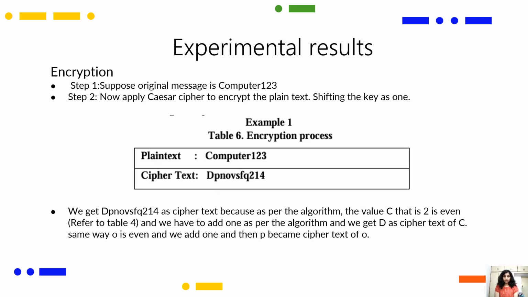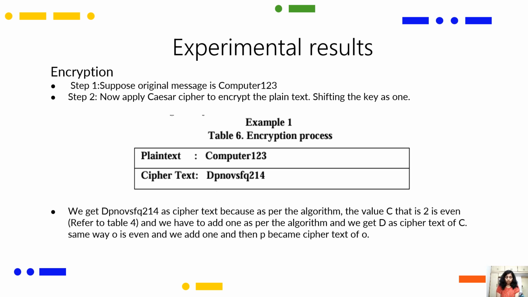So the results of the experiment conducted are, first we'll see for the encryption. We are taking the string "computer123" as an input. Now apply the Caesar cipher to this plain text, encrypting it where the alphabets are shifted by 1. For example, you can see here the plain text computer123. Each alphabet is shifted by 1 letter.